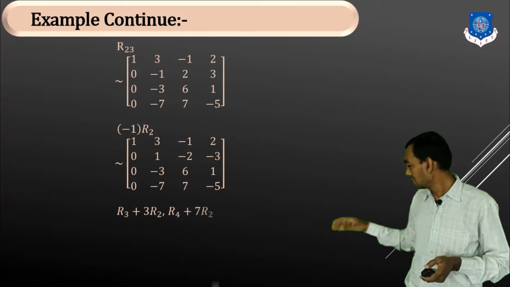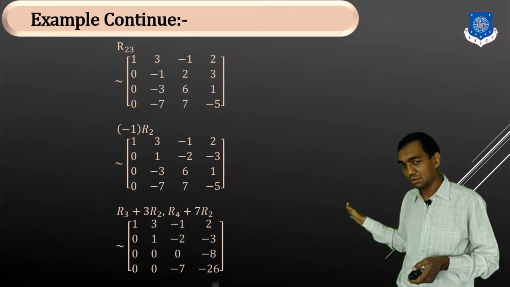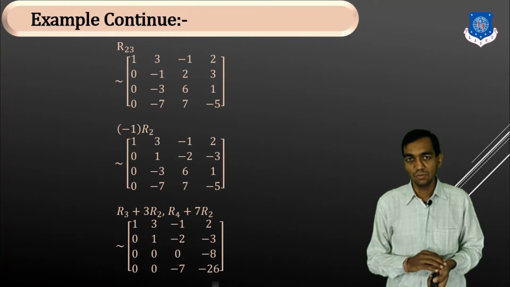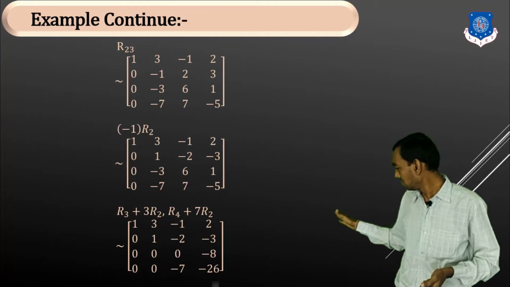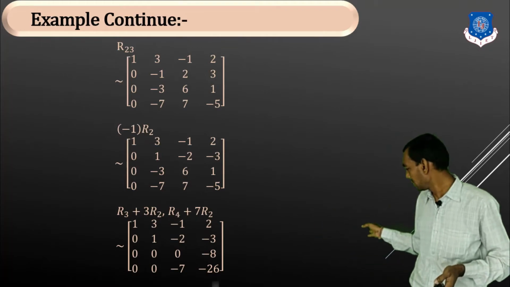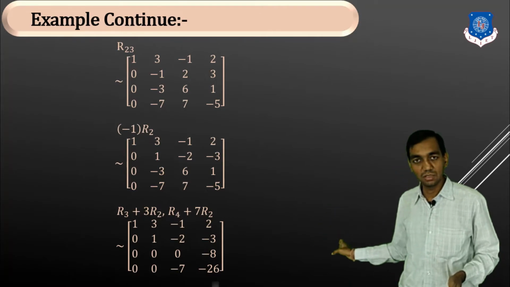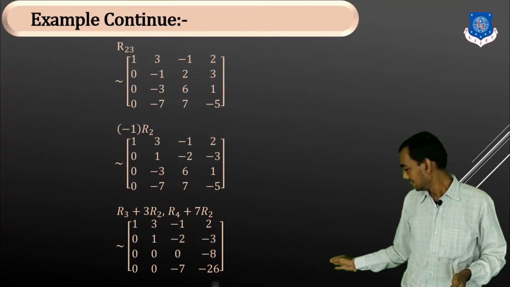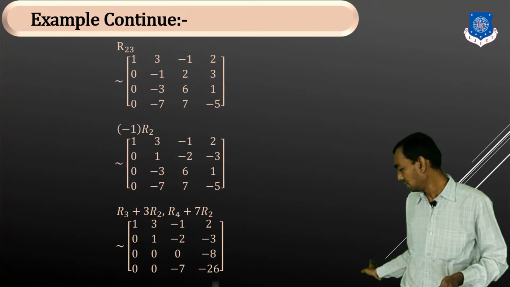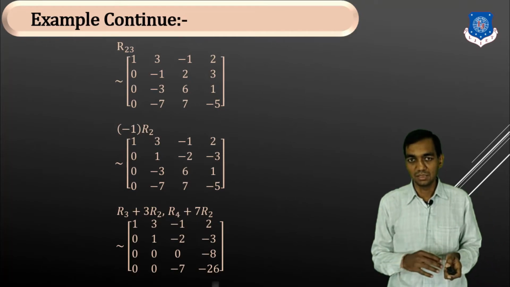Now all the entries below the leading one must be 0. So we are starting with the second row and making the second element of the third and fourth rows 0. For that we are going to use the operations R3 plus 3R2 and R4 plus 7R2. And your matrix is going to be reduced to the form 1 3 -1 2, 0 1 -2 -3, 0 0 0 -8, and 0 0 -7 -26.